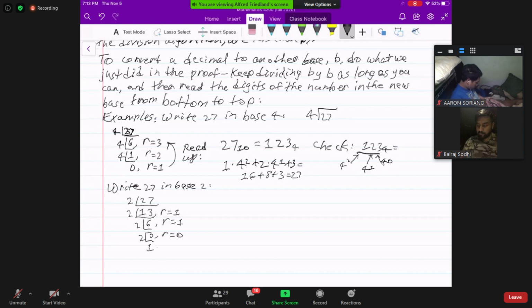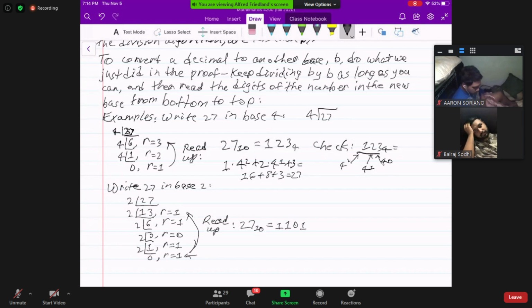2 into 3 is 1 with a remainder of 1. Keep doing it. 2 into 1 is 0. Okay, so that was that bottom line in the proof, 0 with a remainder of 1. And so read upwards. And so we see that 27 base 10 equals, starting at the bottom and reading upwards, 1, 1, 0, 1, 1, and then you have to write base 2.